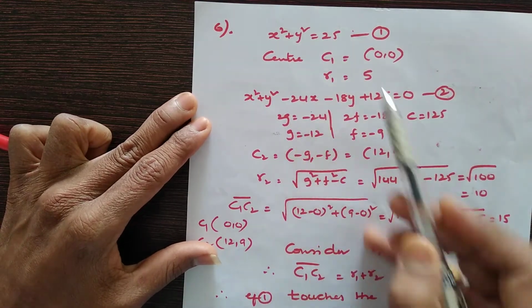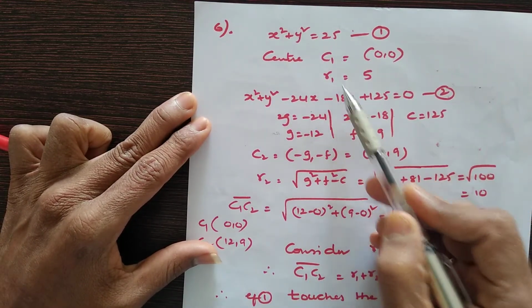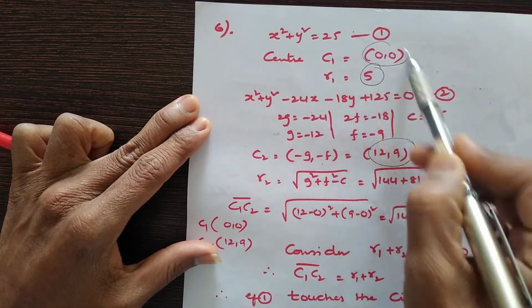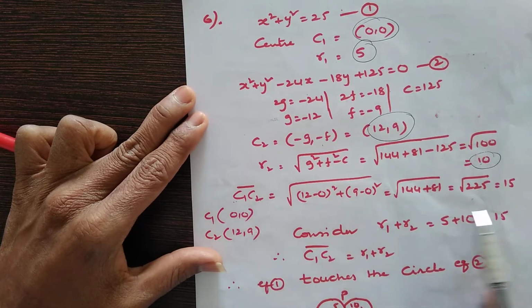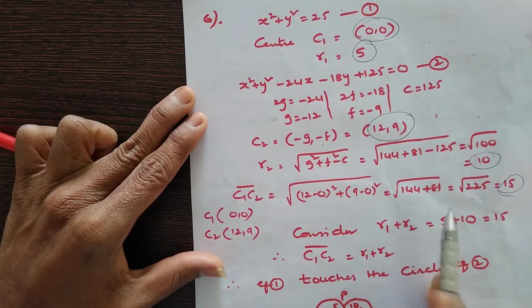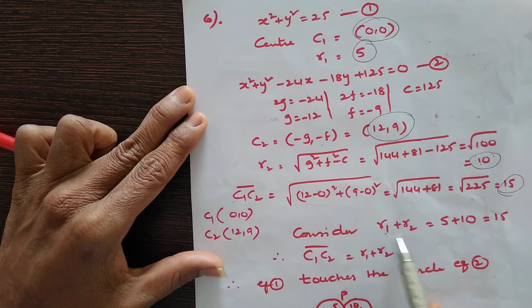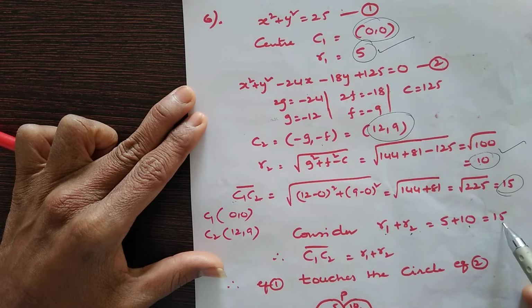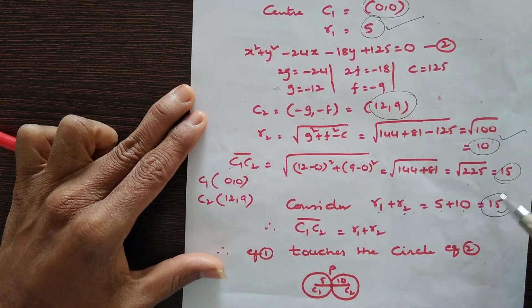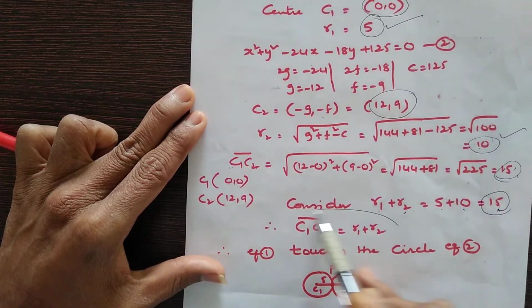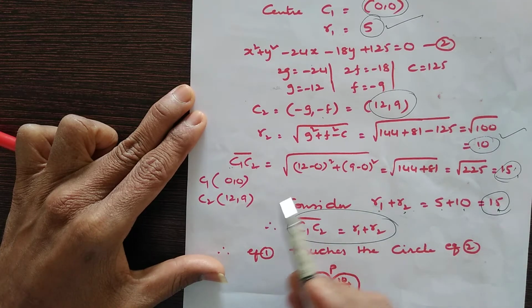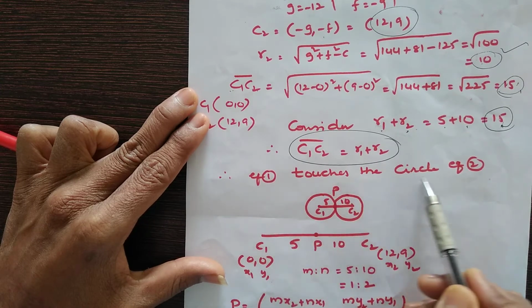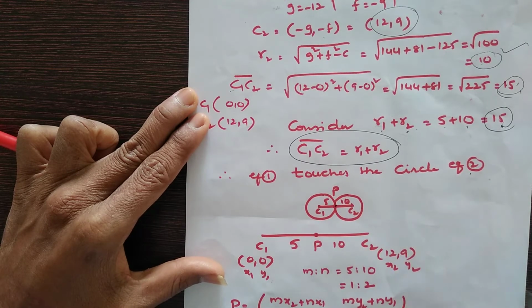Two circles are given. Find out center 1, radius 1, center 2, radius 2. Find out the distance between two centers. You will get 15. And find out R1 plus R2. R1 is 5, R2 is 10. 5 plus 10 is 15. So therefore we can say that C1 C2 is equal to R1 plus R2. So by that we can say that circle equation 1 touches circle equation 2 externally.